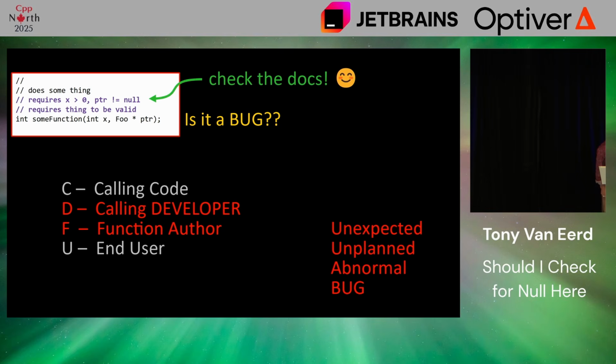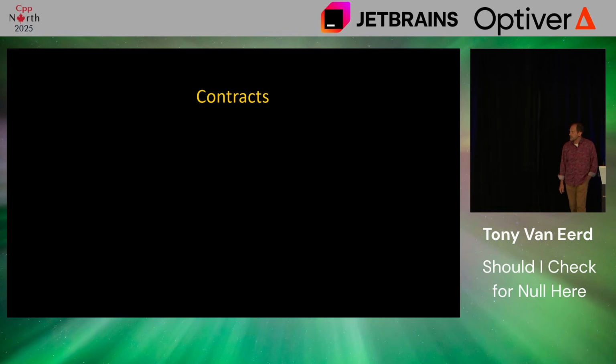Also, the comment says requires thing to be valid. What is thing in this sentence? Is it a global, or is it like it used to be passed in, it just doesn't exist anymore? Is the comment out of date? And what does valid mean? It's questionable if that documentation is even correct. All right, there we are, contracts. Wouldn't it be great if there was a better way?